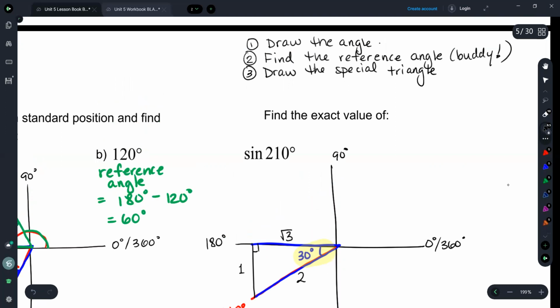We will never create this special triangle with a 90 or 270 line because we are always using the horizontals to find our reference angle. So that's always going to be a leg of our triangle as one of the horizontal lines.